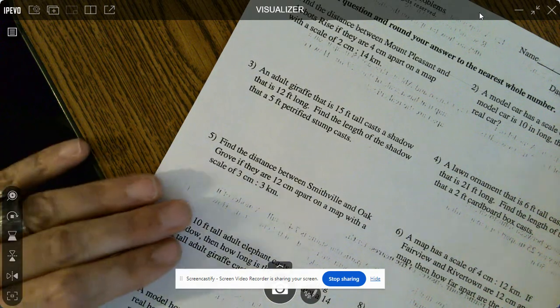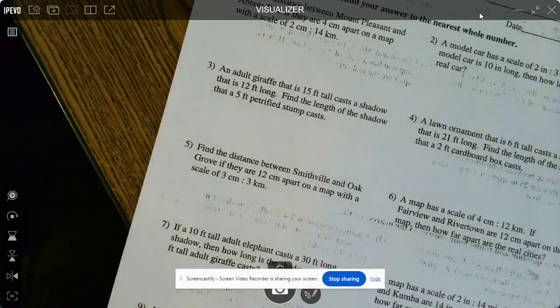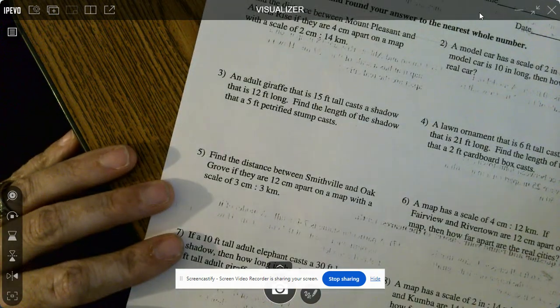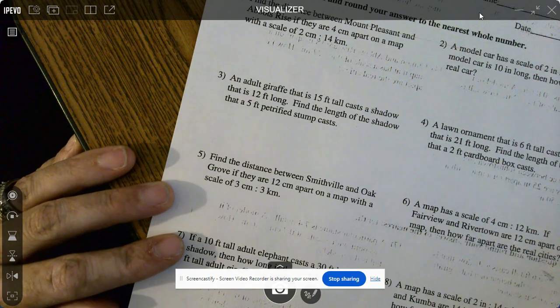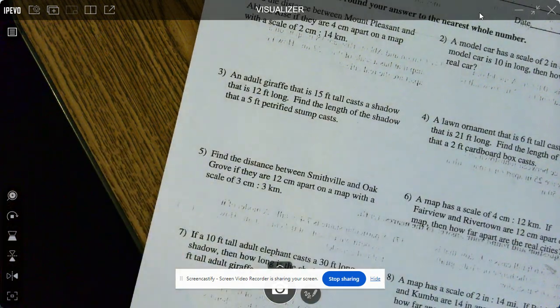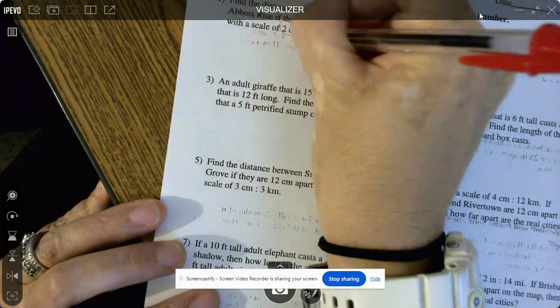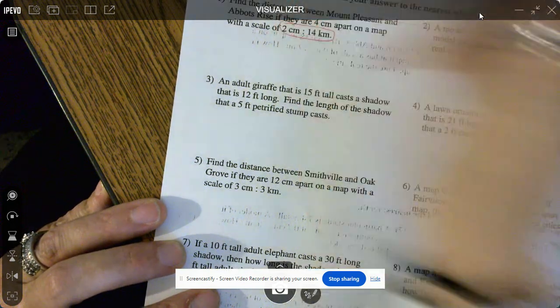Today we are going to talk about ratios and proportions. When you have a ratio, it simply means that you're comparing two things together. When you're trying to set up a proportion, you're going to set it up with a cross multiplication. The ratio that we're looking at today is centimeters to kilometers.